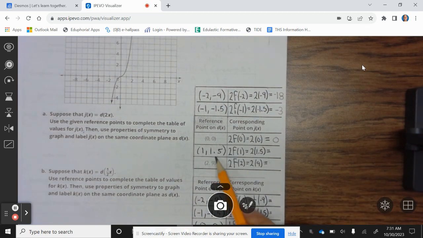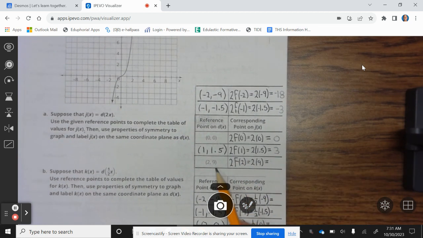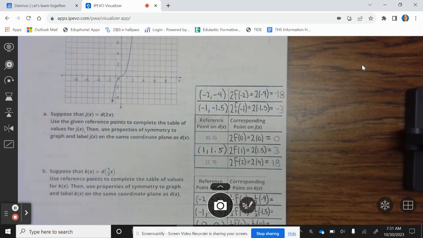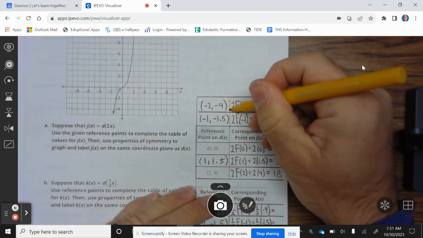Point is 1 comma 1.5 is 2 comma f of 1. 2 times 1.5 is 3. Reference point is 2 comma 9. 2 times f of 2 equals 2 times 9, which equals 18. All right, so let's go ahead and graph those points, and I'm going to graph these in yellow.